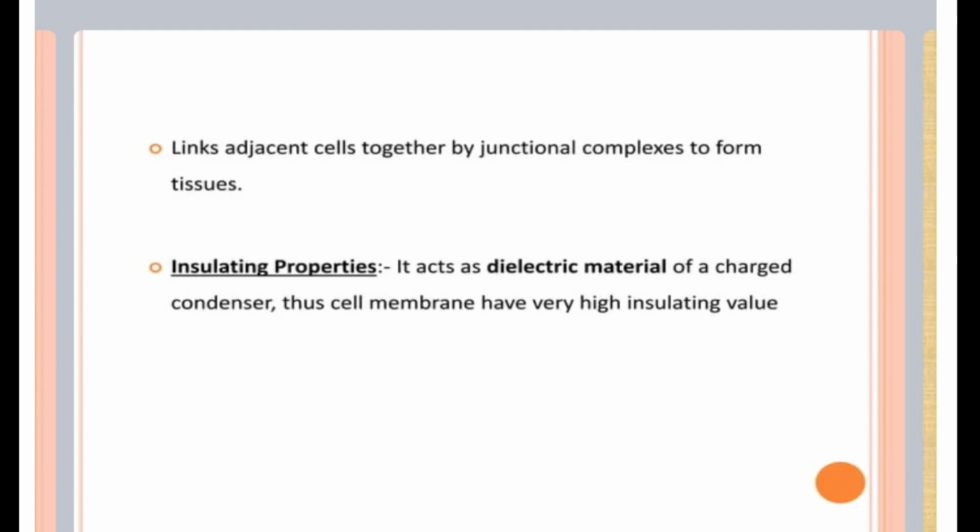There is another property: the cell membrane links the adjacent cells together. As I have told you, there are millions of cells in our body, and these are attached by cell membranes only. They have the property to link all the cells like a gum, together by junctional complexes. Numerous cells will form tissues. If there are hundreds of cells, they will come together to form tissues.